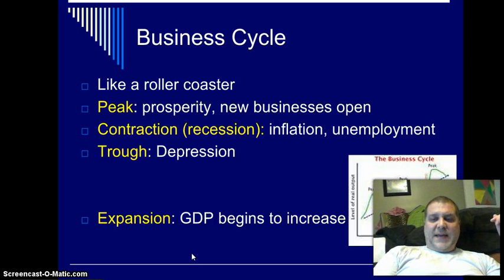Expansion is when the GDP begins to increase. Expansion is this little area right here, and it's when the GDP and the business cycle start to grow back up. This is when we start going back up to the peak. We are hopefully somewhere right around here right now. Some people are starting to get jobs back, though maybe not like what they want, but they're seeing a possibility in the near future.